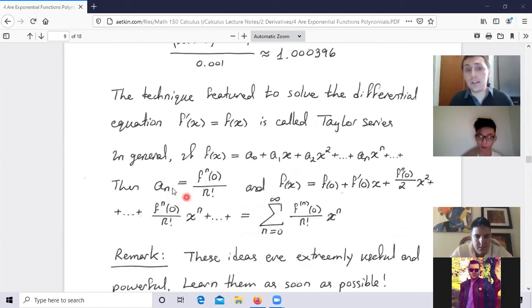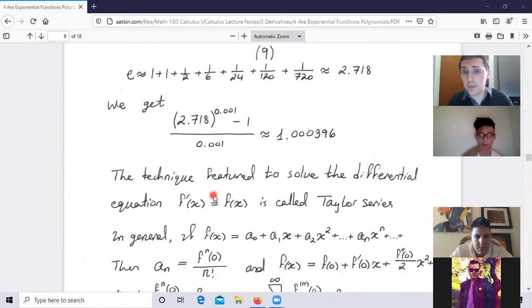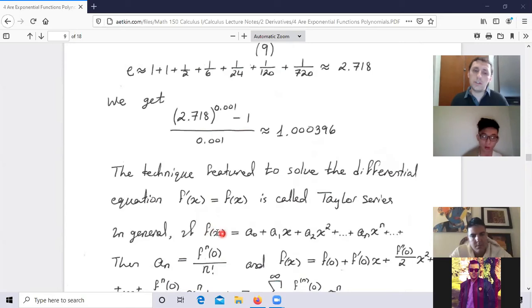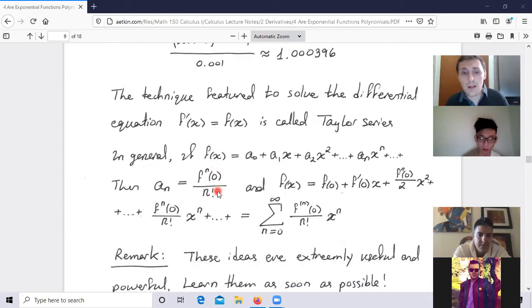And this is the remark about this technique. This is called Taylor expansion for a function. If I know the value of the function at zero and all the derivatives at zero, I can hope to represent it as an infinite polynomial. Okay. And of course, because we assume an infinite polynomial is infinitely differentiable, we would have to have the original function infinitely differentiable. If at some point derivatives are no longer possible, it's not going to work.